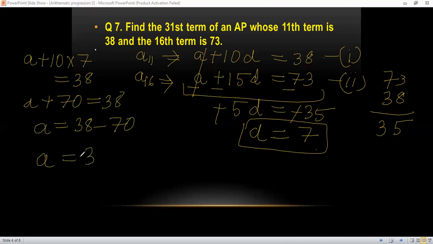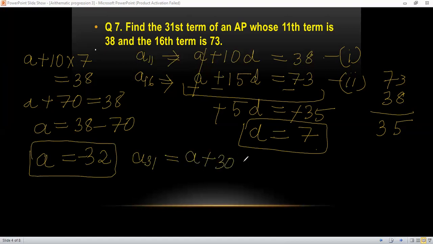This is minus 32. Minus 32 will be the value of A. Now, how will we find the 31st term? Let's find the 31st term. The 31st term will be A plus 30D. A is minus 32.